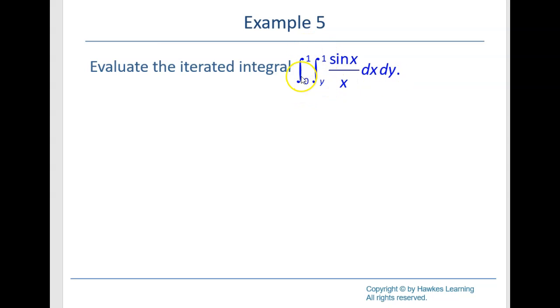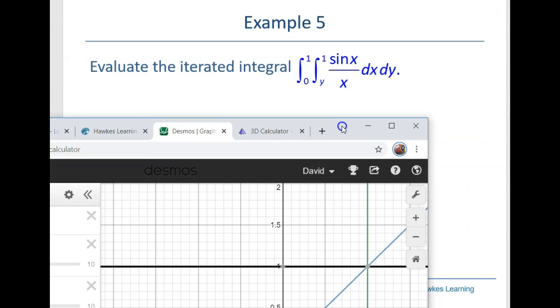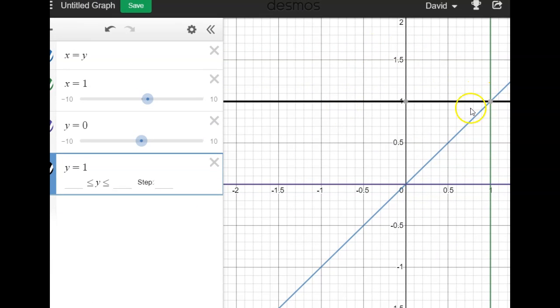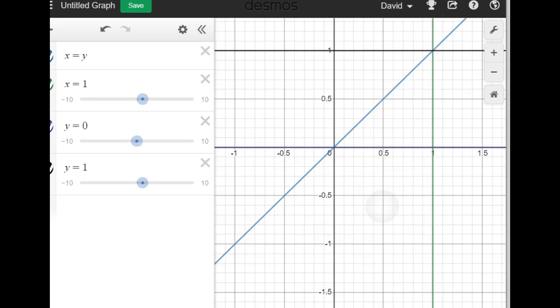Remember, these are y's, 0 to 1, and these are x's. Right? x equals y, x equals 1. So let's look at this really quick. In the Desmos, I just typed all the different things that show up in the integral. So we have x equals y, x equals 1, y equals 0, y equals 1. I typed all those in, and I get all these different lines. But remember, what we're doing is finding the region where they're all bounded. So where are these all bounded?